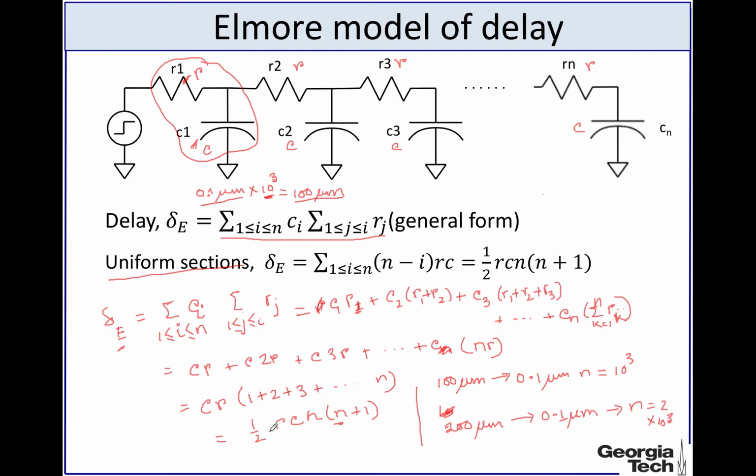sections. And now you can clearly see that this delay is proportional to n squared, which means that the delay will actually be proportional to the square of the total length of the wire. So the Elmore model directly says that the delay will scale as the square of the length, not linearly with the length. So that's one of the important points of the distributed nature of the resistance and capacitance in an interconnect, a global interconnect.